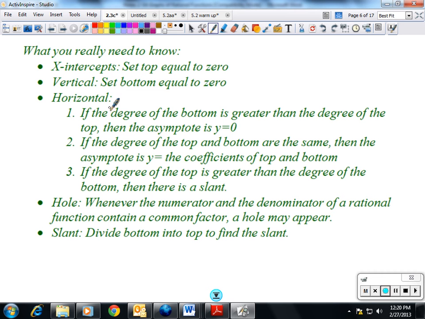The horizontal asymptotes, you have 3 rules. If the degree of the bottom is bigger than the top, then it's automatically 0. If the top and bottom are the same, it's the coefficients. If the top is bigger than the bottom, there's a slant. There's no horizontal. The hole is where something cancels, and to find the slant asymptote, you divide bottom into top.